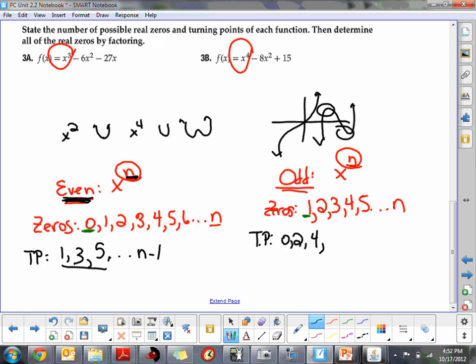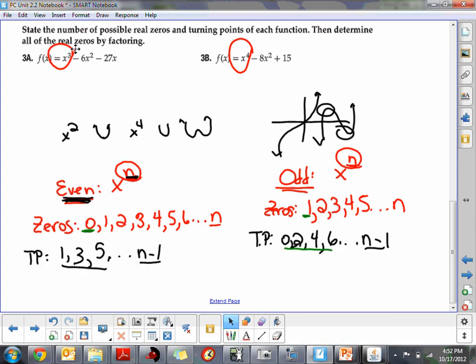If it's a 7th degree polynomial, it could have 6. But the magic rule on this thing is it's always got 1 less than the power. A 3rd degree, the maximum it could have is 2. So whatever this power is, we're going to have 1 less turning point. Now that's similar to what we have over here, but the difference is even functions have an odd number of turning points. Odd functions have an even number of turning points.